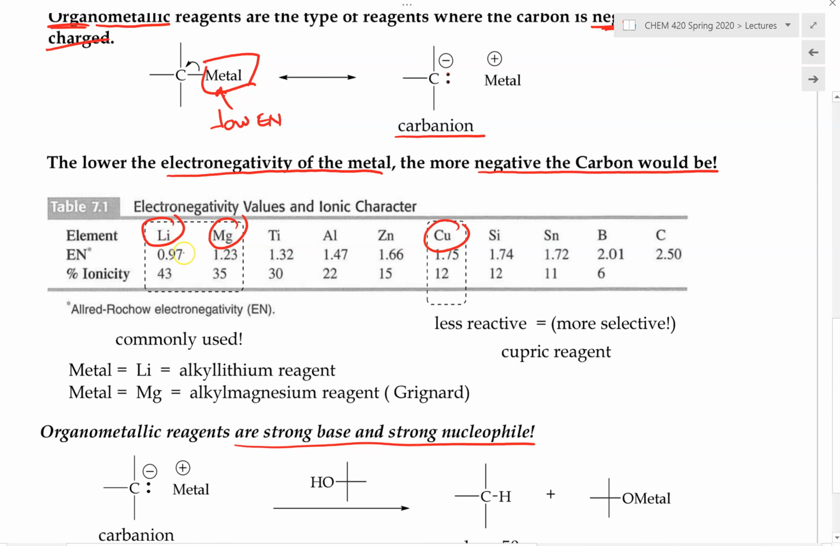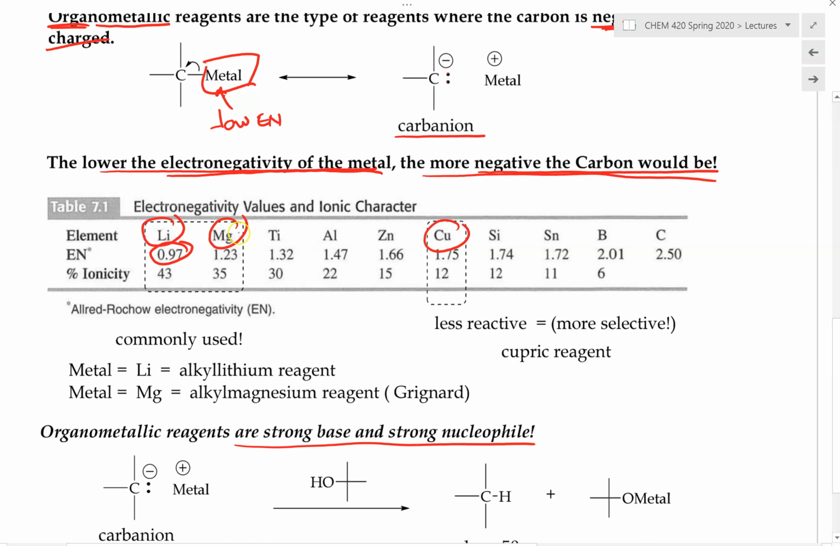We can then see that lithium has a very low electronegativity. And therefore, if we have our carbon bonded to the lithium, then this carbon right here would have a very high electron density on it. And that makes this reagent very reactive. And again, please remember this: the lower the electronegativity of the metal bonded to the carbon to produce a particular organometallic reagent, the more reactive that carbon reagent would be.